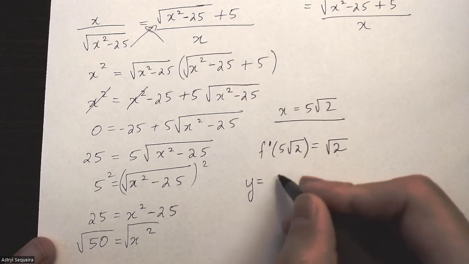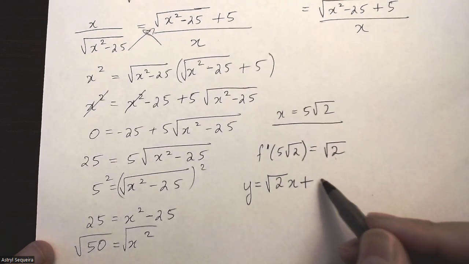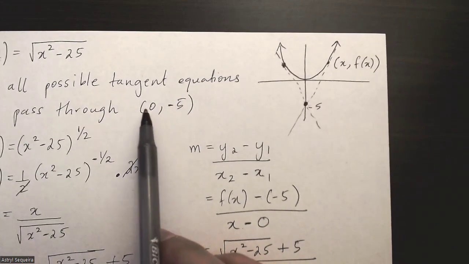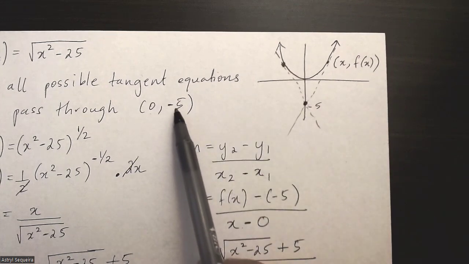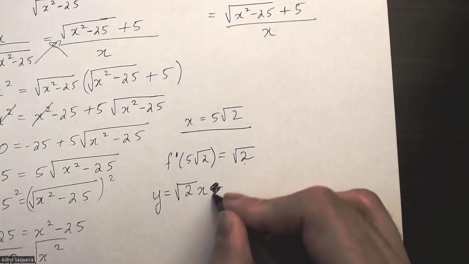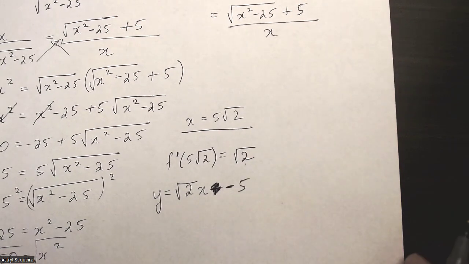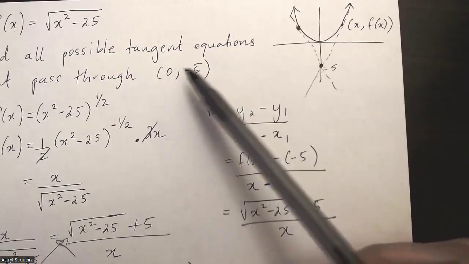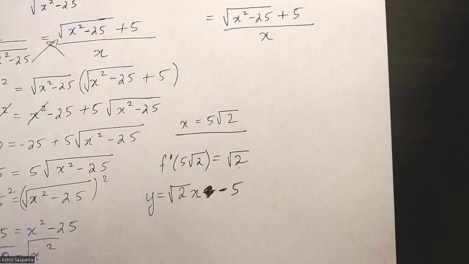I'm going to go y equals root 2x plus. And for the y-intercept in this question, the question itself gave us the y-intercept because the x value is 0. So I don't even need to calculate the y-intercept. I can automatically just do negative 5. So I don't even need a plus, I'll just write it as minus 5. So this is the equation of the first tangent line that passes through that point. Generally, in more difficult questions, they'll give you a different point that's not the y-intercept. You'll have to sub that point in to figure out the y-intercept, but that's not the case over here.